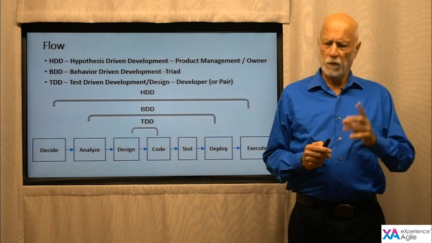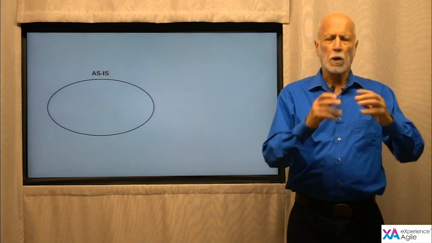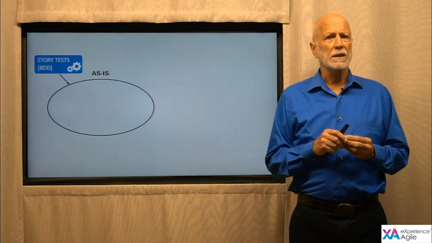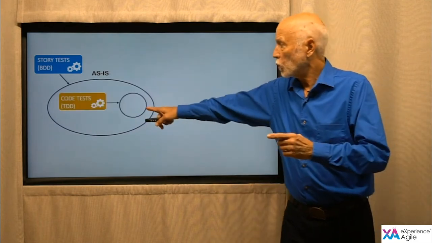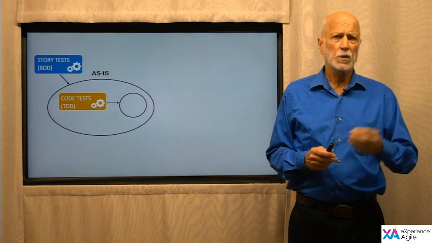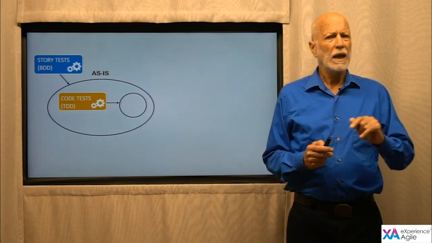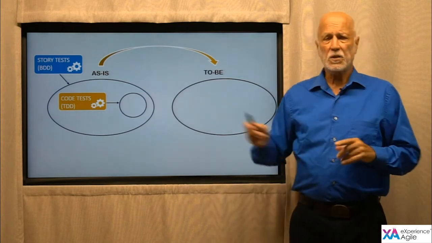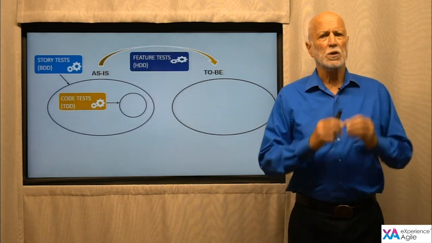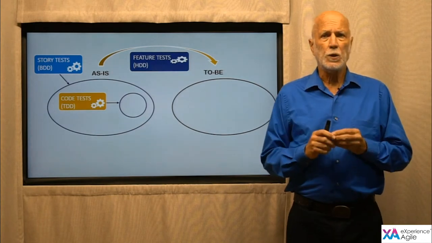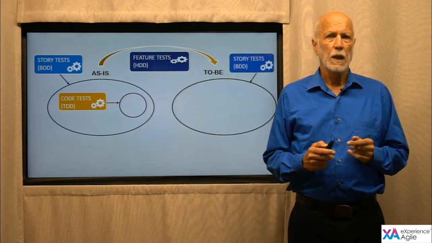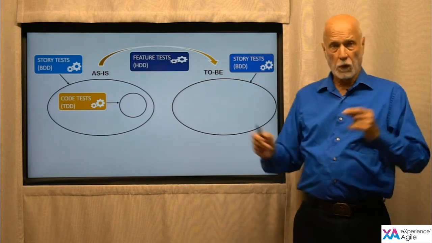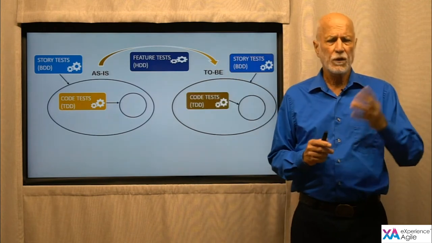Let's take another way of looking at these. Here is our current system. It's the as-is system. And we've got some story tests against it, which we'll have come up with using behavior-driven development. We've got some code tests inside of there, which we developed using test-driven development. And now we have an idea for a feature, a to-be system. And we're going to come up with a feature test, i.e. whether that feature is actually the right thing to build, and that's going to use hypothesis-driven development. And of course, then we'll create some new story tests for our new feature, as well as code tests for the new implementation.